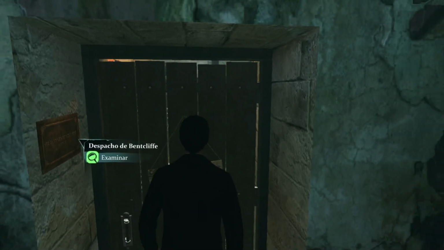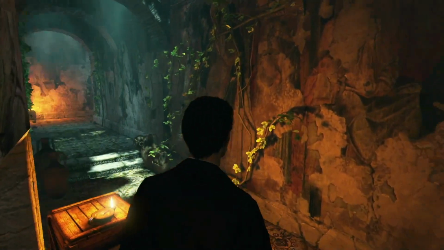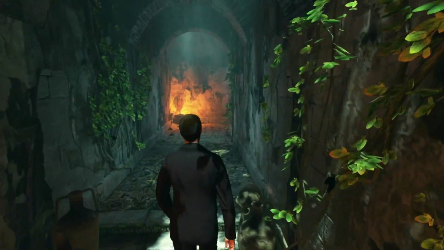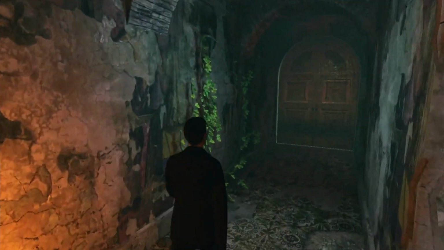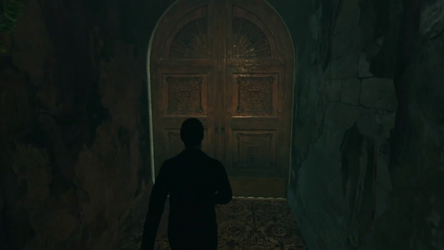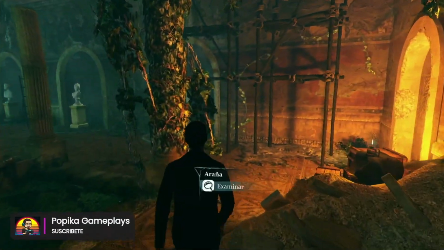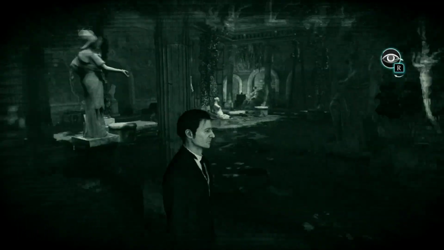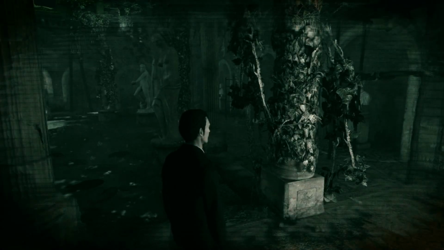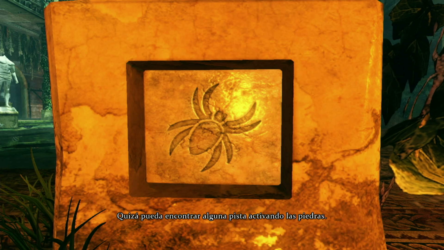This area serves as Sir Rodney Bentcliffe's workshop. Perhaps I could find some clues by activating the flagstones.